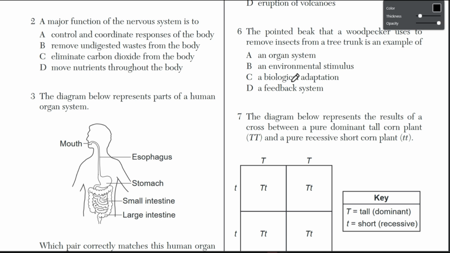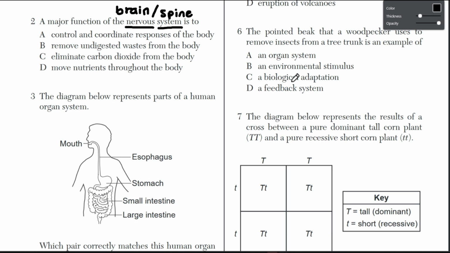So A, control and coordinate responses of the body. If we're thinking of the nervous system, we should be thinking about our brain. That is a big one. We should be thinking about our spinal cord. We should be thinking about any accessory nerves that we have around our body. So, control and coordinate, well, yeah, our brain does do that. Our spine does send signals to help with that. So that definitely could be an option, but let's not rule out the other ones before, again, thinking through them.